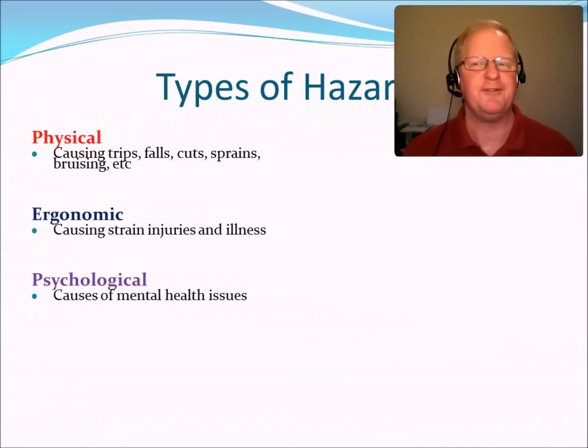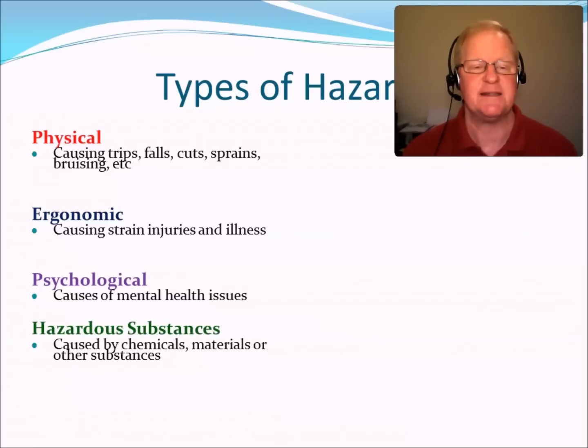We need to be aware of the physical hazards, but we also need to be aware of the hazards that can cause mental health issues. And again, as a trainer or assessor, you need to be aware of some of the training practices that you use may affect the physical and mental health of your participants. Moving on, there are hazardous substances caused by chemicals, materials, or other substances that you may be using in your training or being used when you train in the workplace.